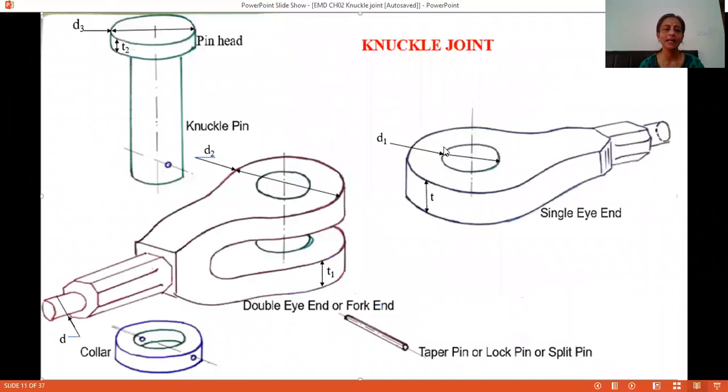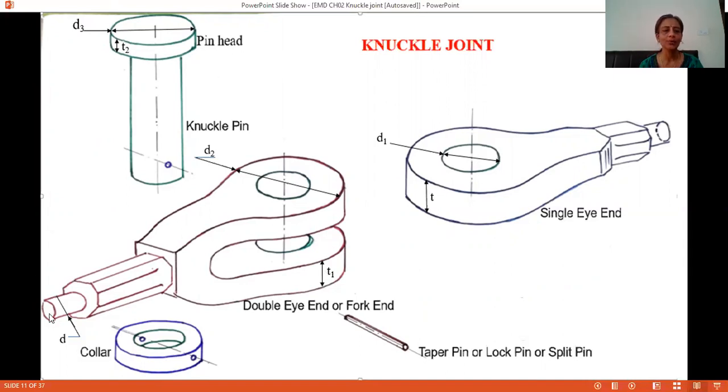So here we can see a pictorial view of the same knuckle joint with dimensions. Inner diameter of the eye is D1. Outer diameter of each eye is D2. Diameter of pin head and collar is D3. Thickness of single eye is T. Thickness of each eye of forked end is T1. Thickness of collar as well as pin head is given by T2.